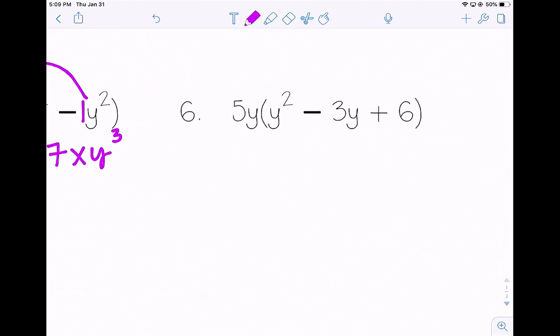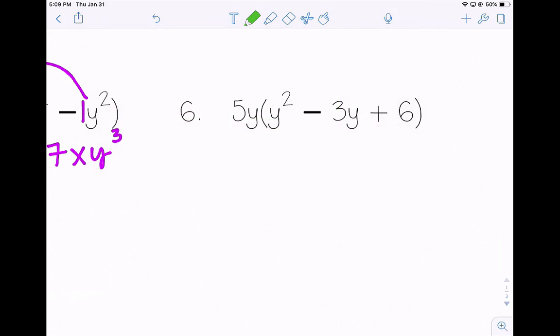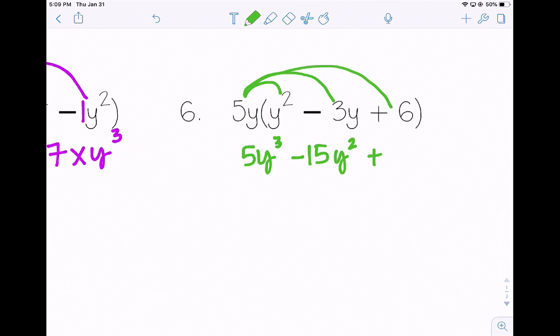All right, number 6, we're distributing 5y to each of these 3 pieces inside the parentheses. So 5y times y squared is going to be 5y cubed. 5y times negative 3y would be negative 15y squared. And 5y times 6 would be plus 30y.